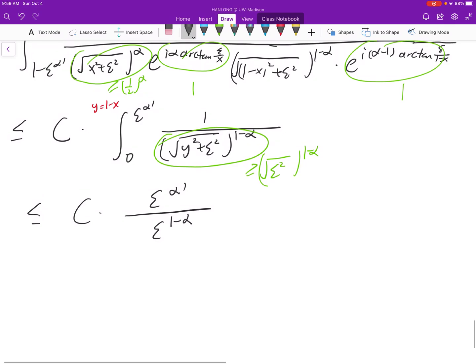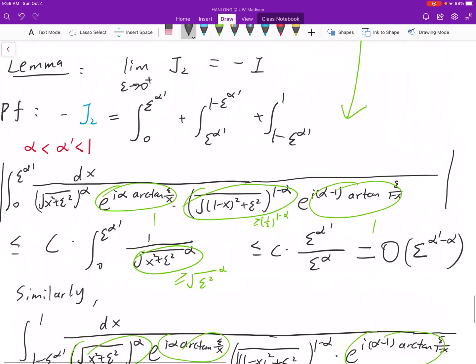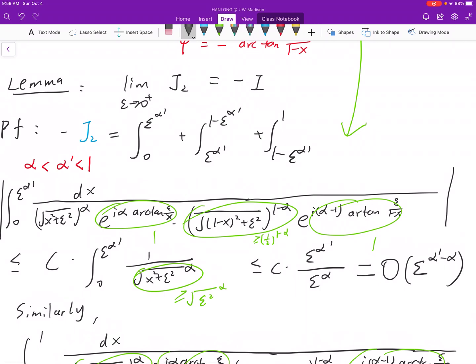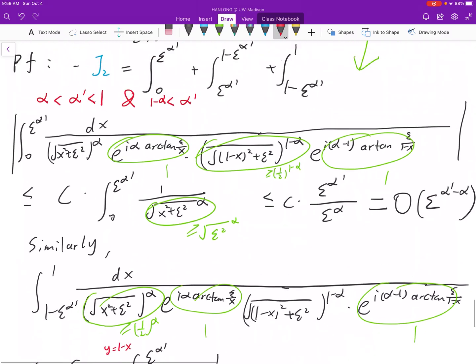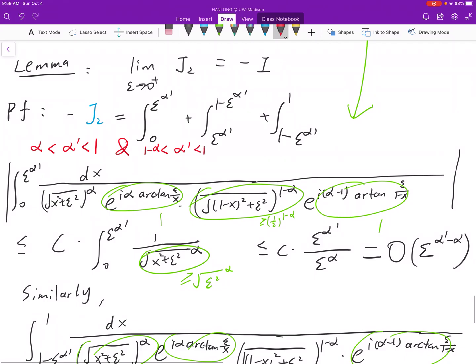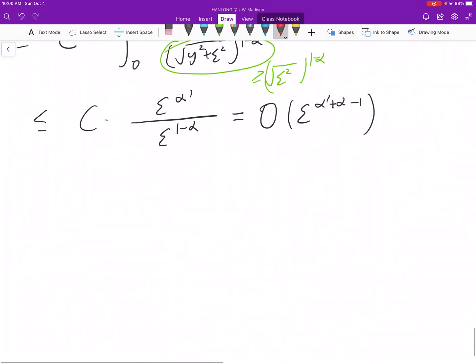Okay, so it's right. Then it's order O(epsilon^(alpha' + alpha - 1)). So when we choose alpha prime, we need to make sure alpha prime is greater than 1 minus alpha and less than 1, and alpha prime is greater than alpha and less than 1. Otherwise, this estimate is useless. But of course, since alpha is between 0 and 1, we can always choose such alpha prime.